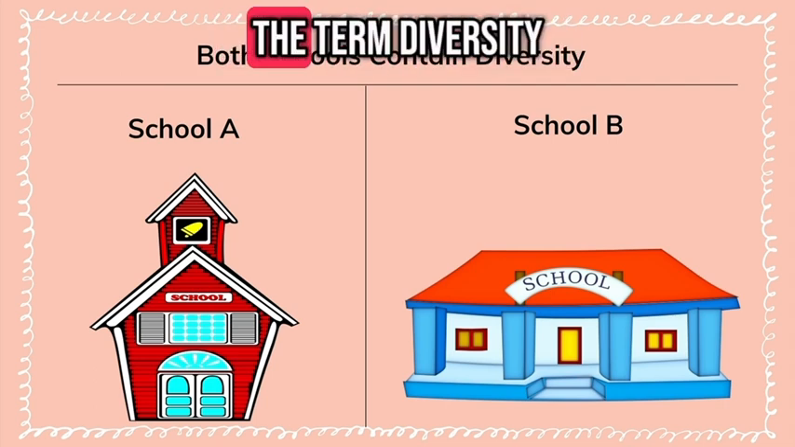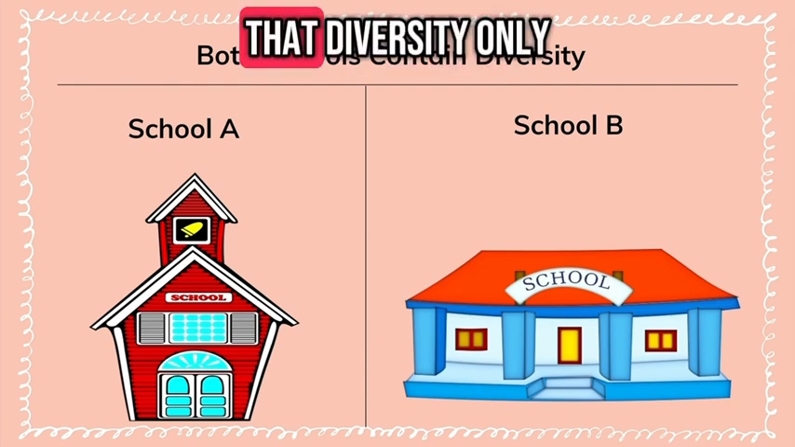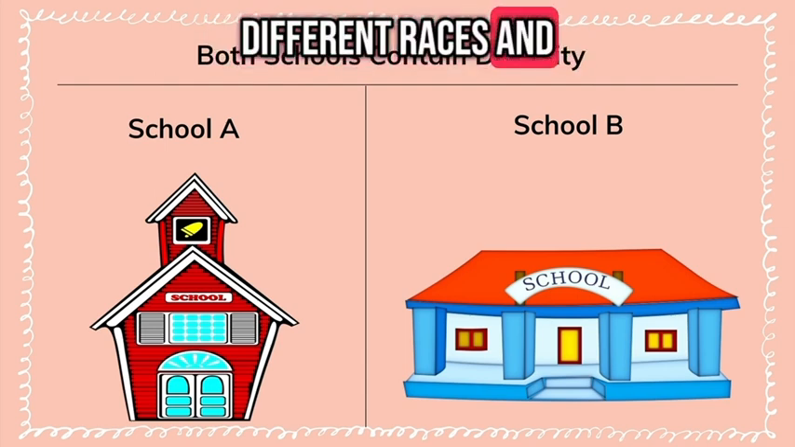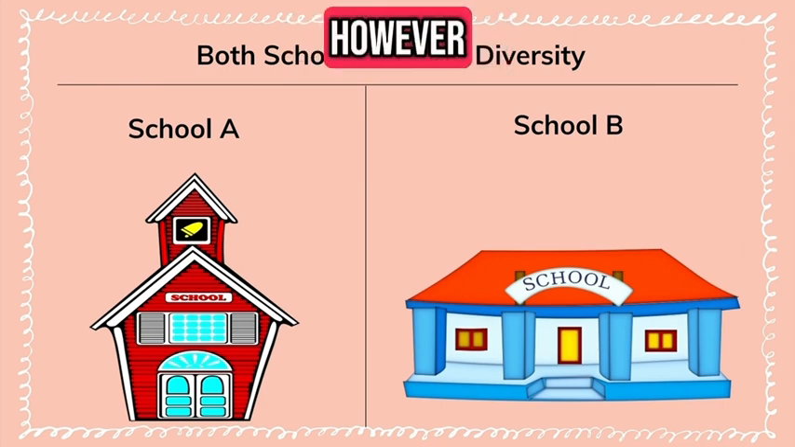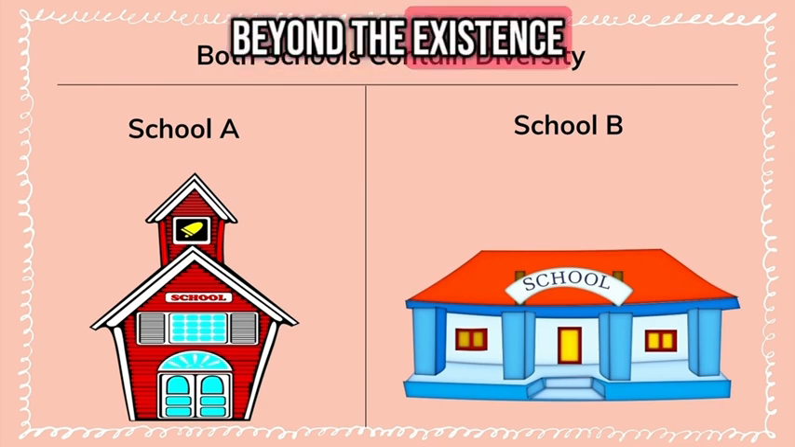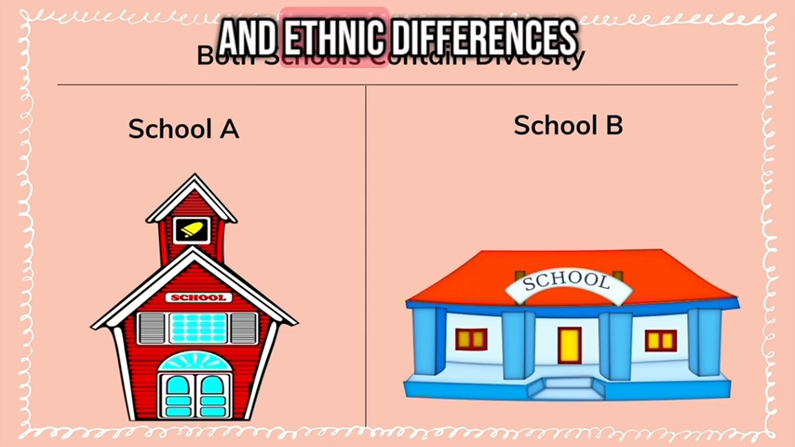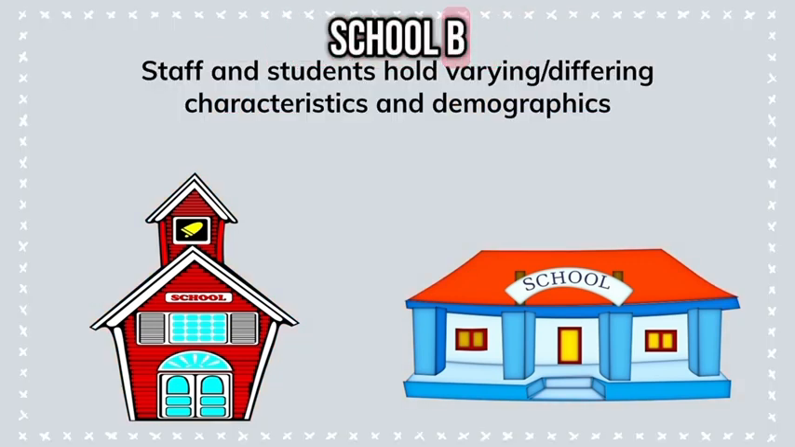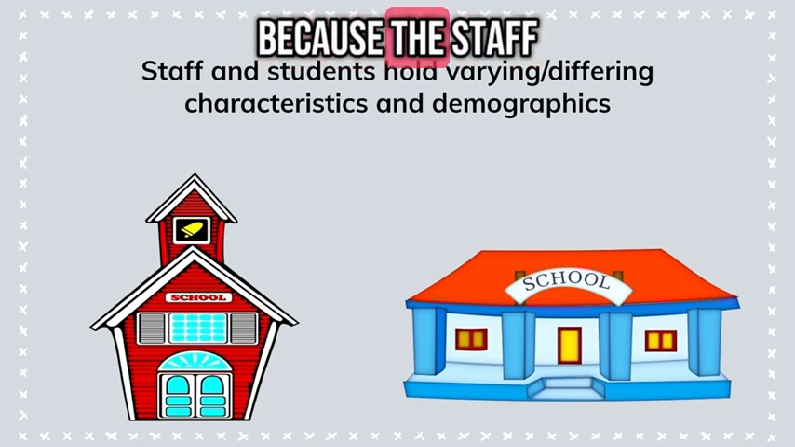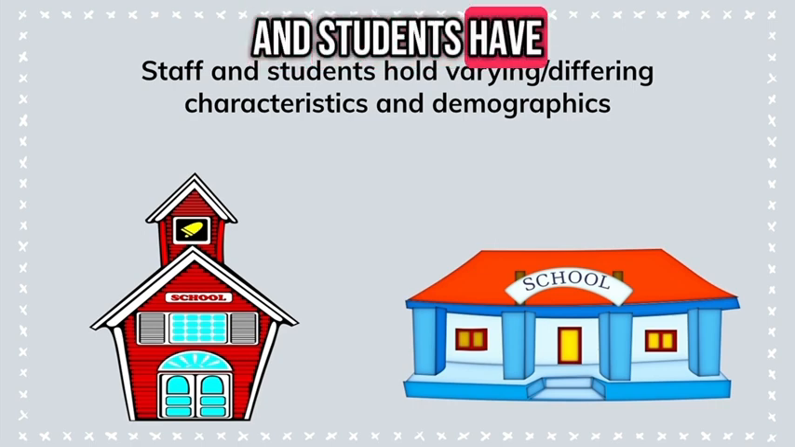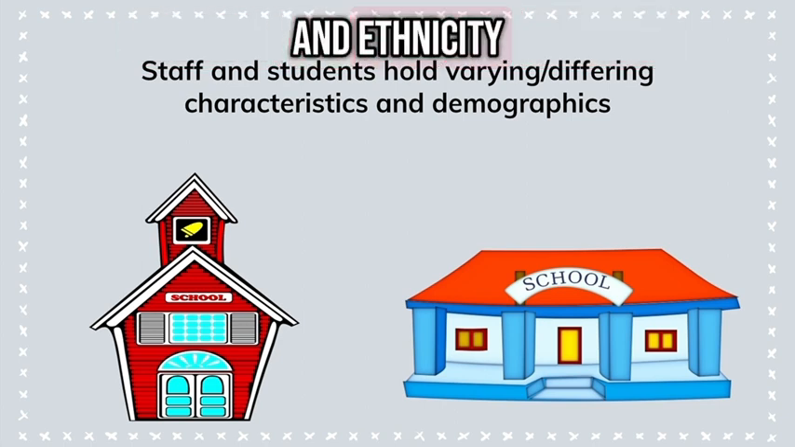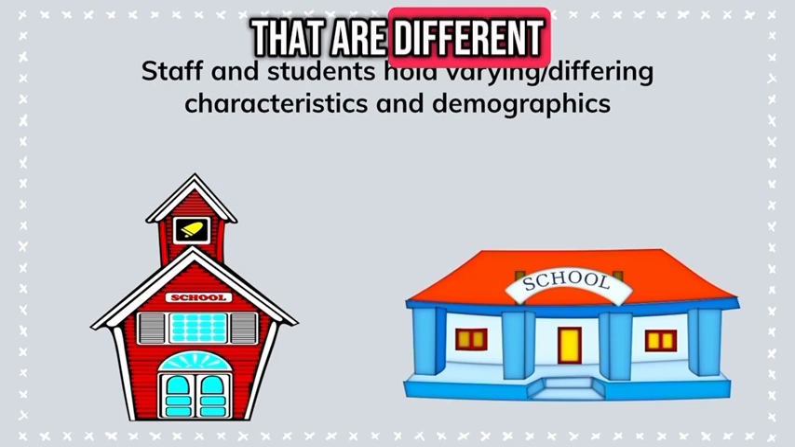Initially, when hearing the term diversity, we might think that diversity only exists in a group containing people from different races and/or ethnicities. However, diversity goes well beyond the existence of solely racial and ethnic differences. In the scenario of School A and School B, both schools hold diversity because the staff and students have characteristics and demographics outside of race and ethnicity that are different or varied.